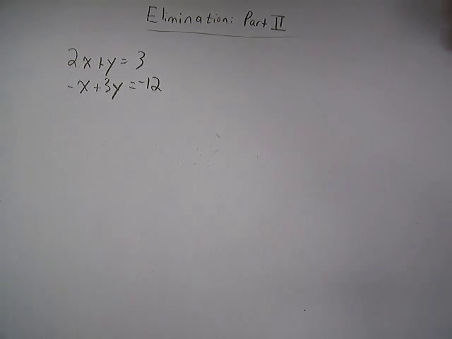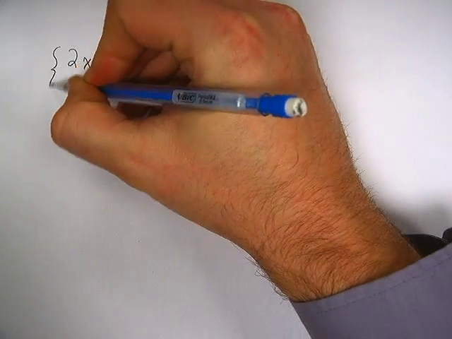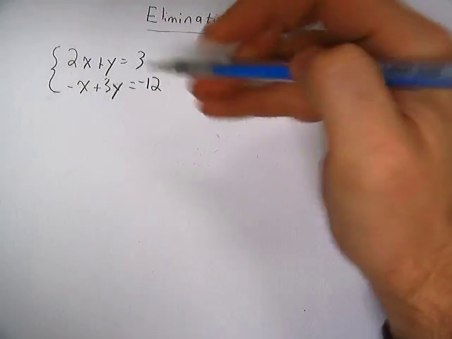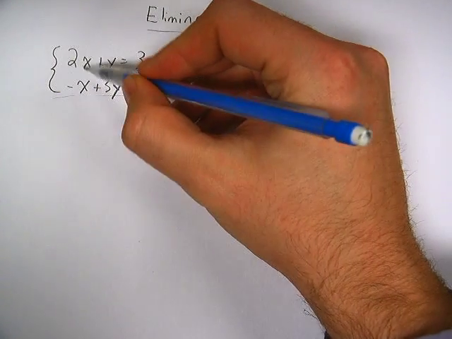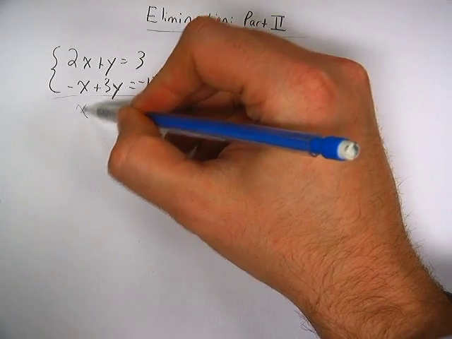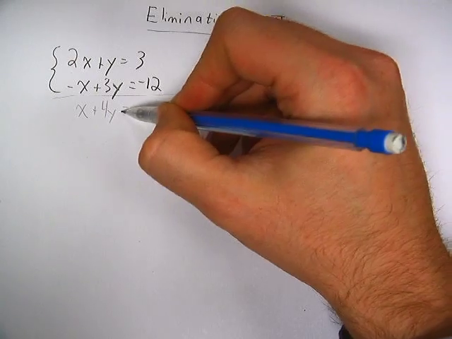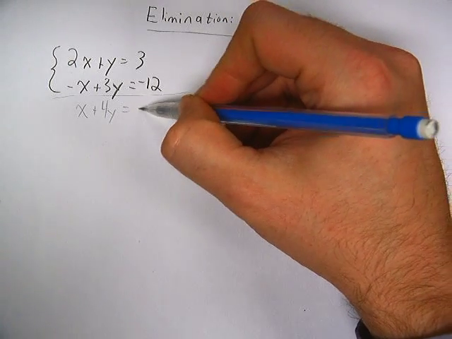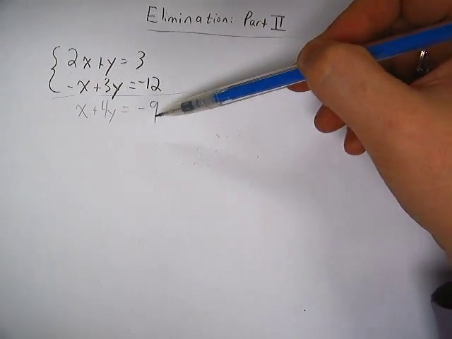Now, if you'll notice on this type of problem, we have a slight problem that we didn't have before. On this one, if I was to add these two equations together, I'm going to do this lightly because I'm going to end up erasing in a second. 2x plus negative x is going to equal x. Y plus 3y is going to be 4y. And 3 plus negative 12 is going to be negative 9. But nothing eliminated like they did in the previous problem.